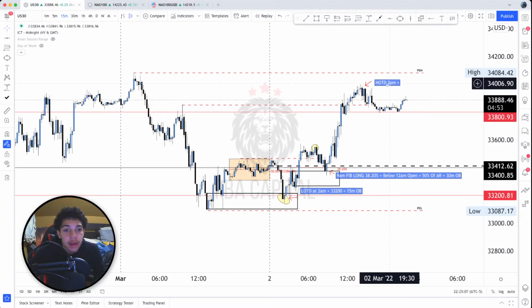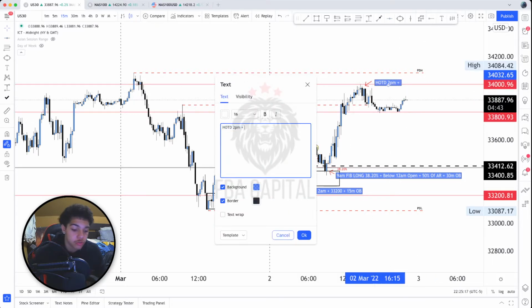So we had this high of the day at 2 p.m. after we traded into 34,000, it looks like. So 34,000 is where price ended up closing off at right here. So high of the day at 2 p.m. plus traded into the 34,000 big figure level.